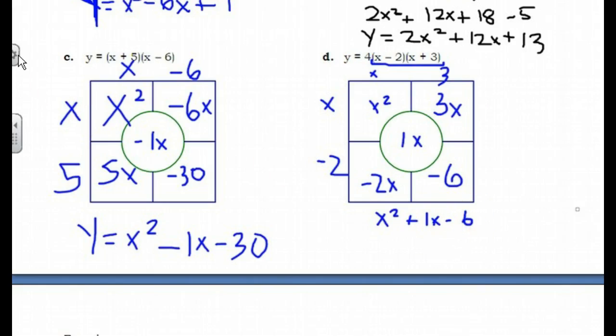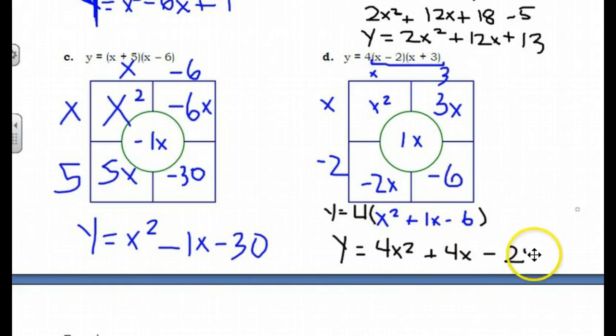Now I want to bring the 4 back into play. So we're going to distribute the 4 just like we distributed the 2 above. So y equals 4x squared plus 4x minus 24. And that is the final answer.